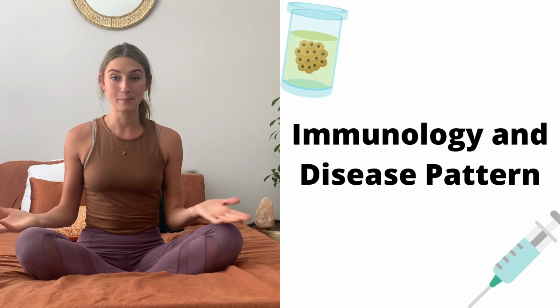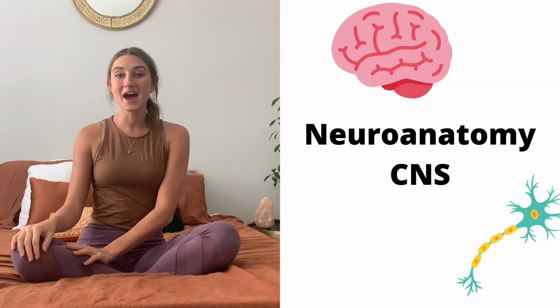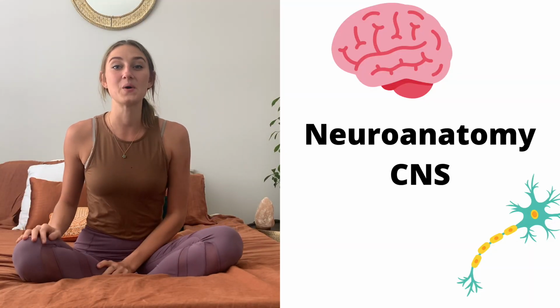Fifth quarter, so Immunology and Disease Pattern. This is learning all about your immune system, how all of your different immune cells work, and how they play a role in getting rid of viruses, bacteria, parasites, etc. Neuroanatomy, central nervous system. So this is learning all about your spinal cord and the nerves that come off of it and the pathways that go to the brain.